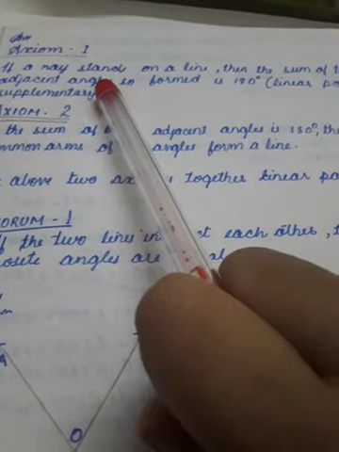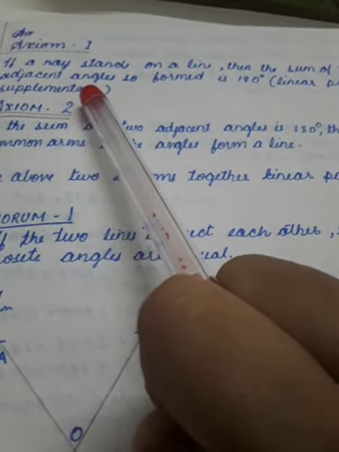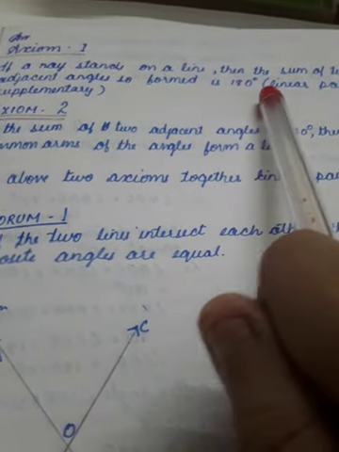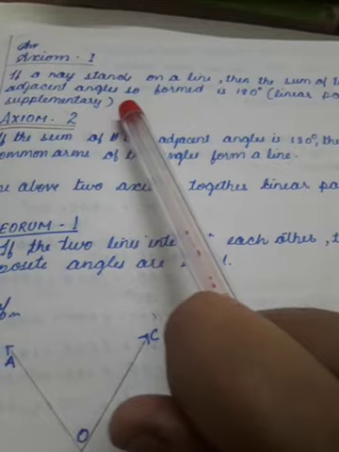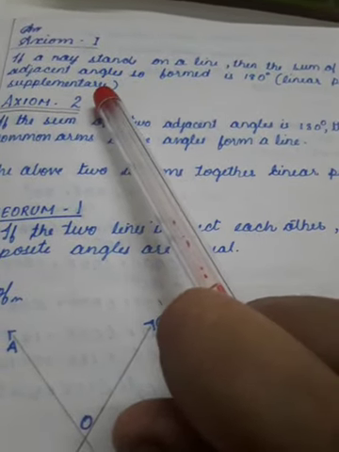What is the axiom? Linear pair axiom. What is its statement? Its sum will be 180 degrees. That means linear pair is supplementary. This is known as linear pair axiom.